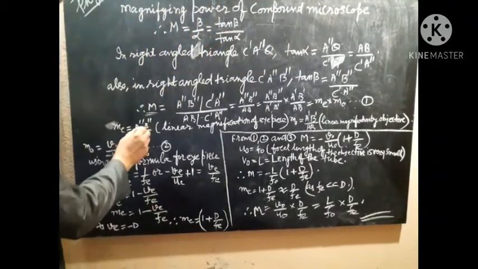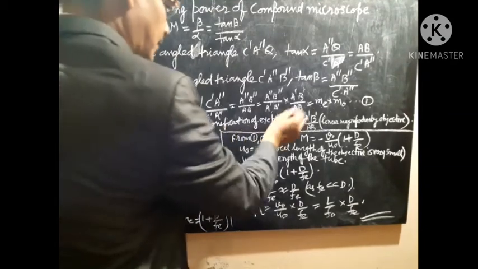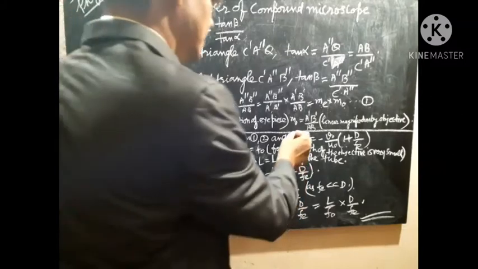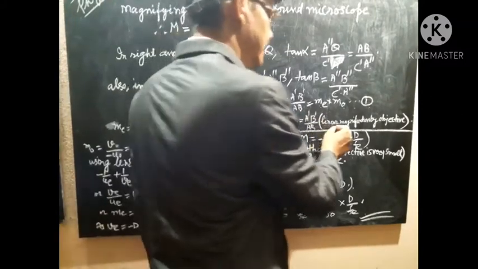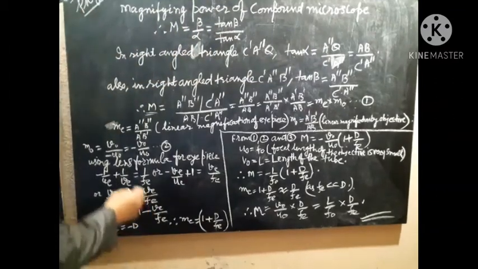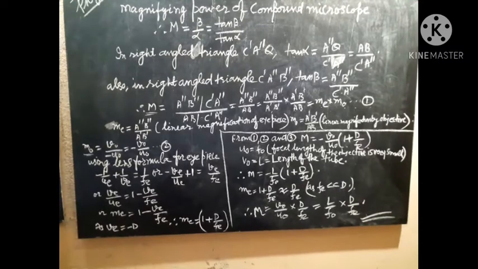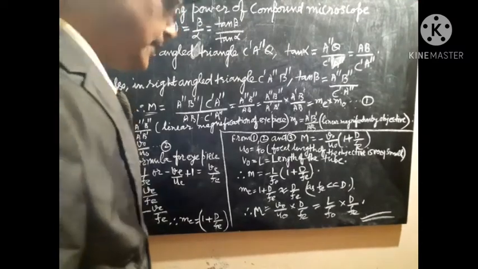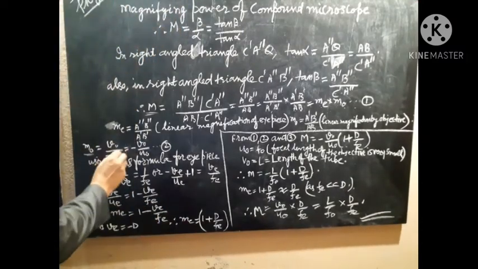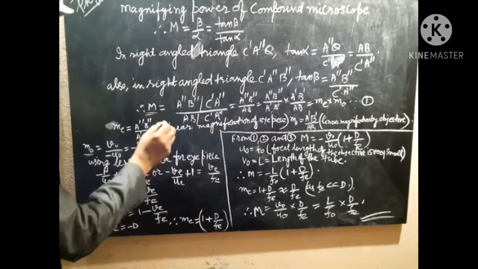ME is equal to A double dash B double dash by A dash B dash, the linear magnification of the eyepiece. MO is equal to A dash B dash by B, the linear magnification by the objective. Now next, MO, the magnification of the objective: MO is equal to minus VO by UO.